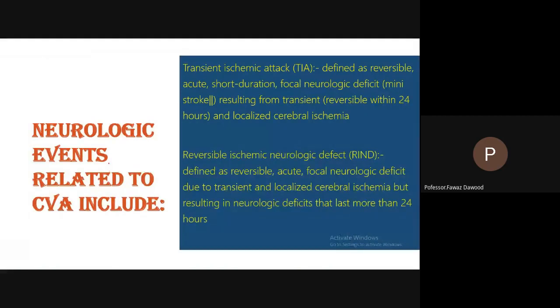So what are the neurological events which are related to the CVA? Sometimes there will be a transient ischemic attack. That is to say, it is considered reversible and of short duration, and that's what we call reversible ischemic neurological defect. So this neurological defect is not persisting for a long period of time and is going to return to normal. Sometimes it persists for 24 hours or sometimes more than that. That we call TIA, transient ischemic attack.